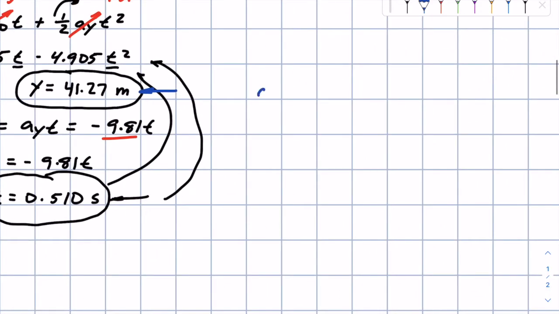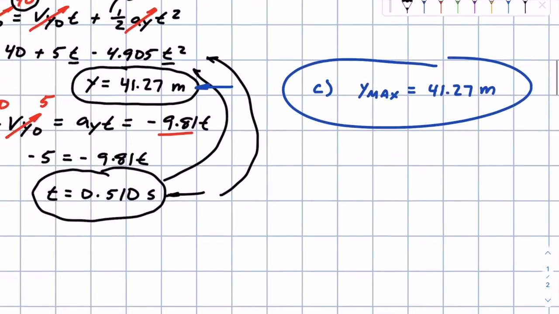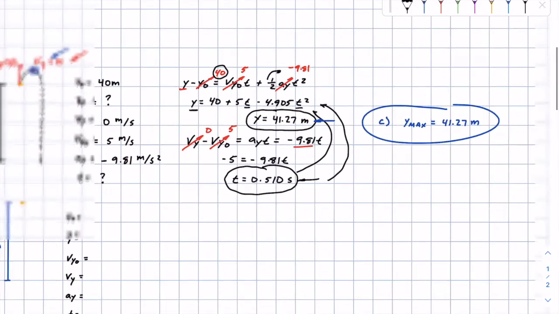So we can answer question C. We can say y max is equal to 41.27 meters. Cool. Now let's keep in mind these things because we're going to be using them in phase 2.